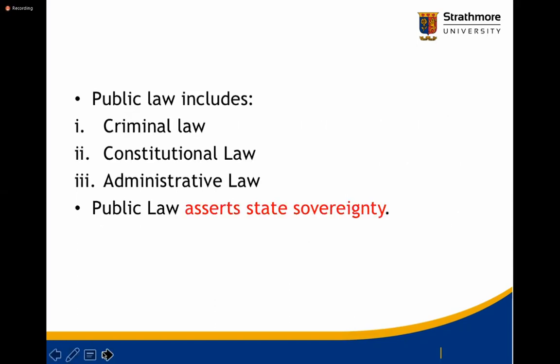Okay, so next we come to examples. I've already given you the example of criminal law. I've given you the example of constitutional law, and I've given you the example of administrative law. Public law enables the government to assert state sovereignty.